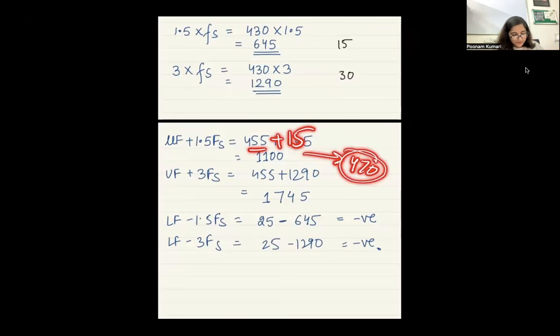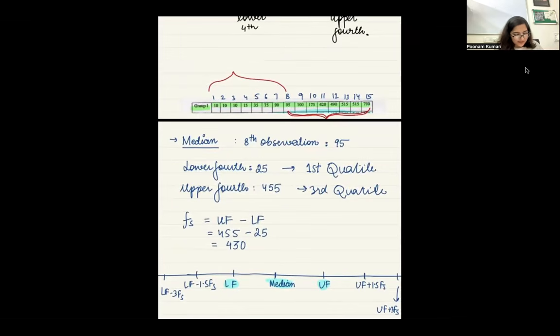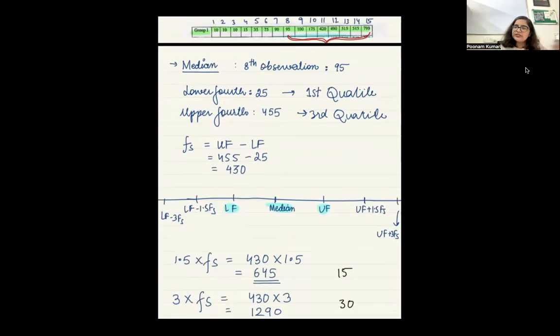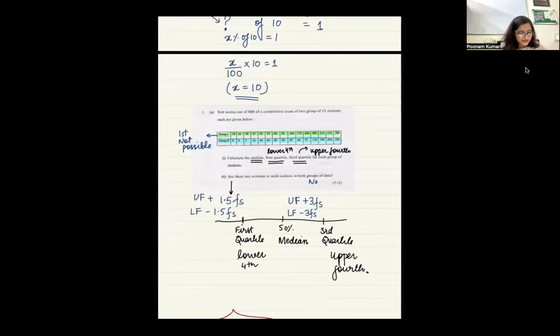470. So is there any number which is greater than 470? Yes, this number is there, this number is there, this number is there, this number is there. So these numbers would have been your outliers, right? If that would have happened. But right now that is not happening. So you have to do similar things again for the next question as well.